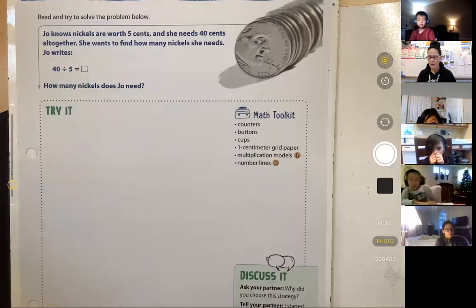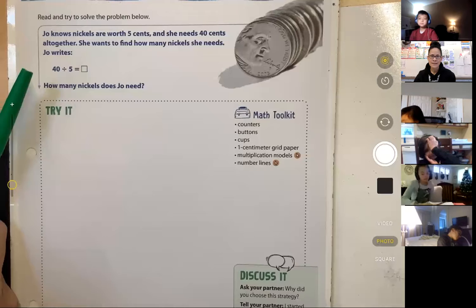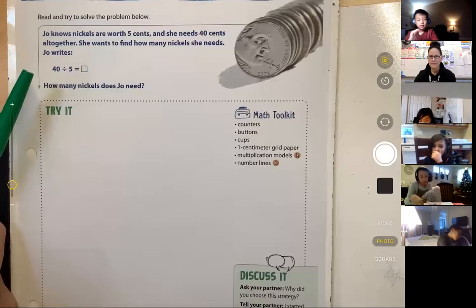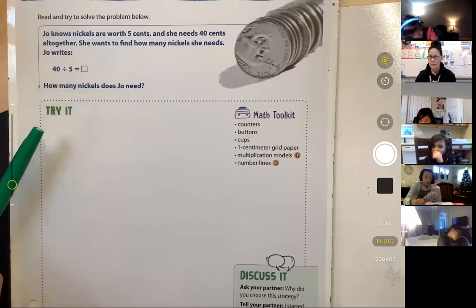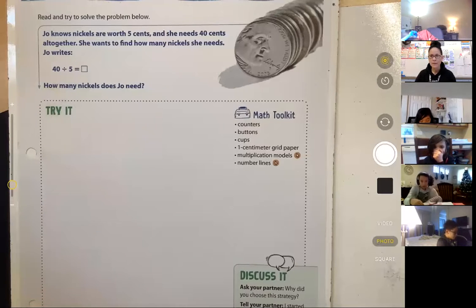Now, friends, there are a couple of ways that you could model this. Remember, we talk a lot about modeling and we talk a lot about the whys in math. We could apply what we call the standard algorithm to this 40 divided by 5 division sentence, but that doesn't tell us why. We're about the why. We need to show our work or model our work, and that's what we're going to do right now. So Jo wants to know how many nickels she needs for 40 cents.